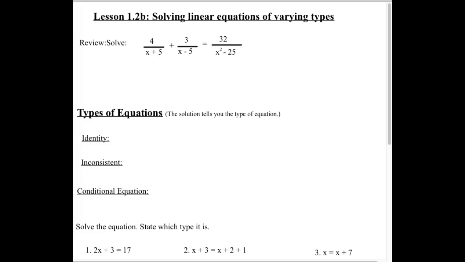X can't be 5 or negative 5, right? So what would happen if we got one of those answers? What did we have to say? There's no solution. All right.